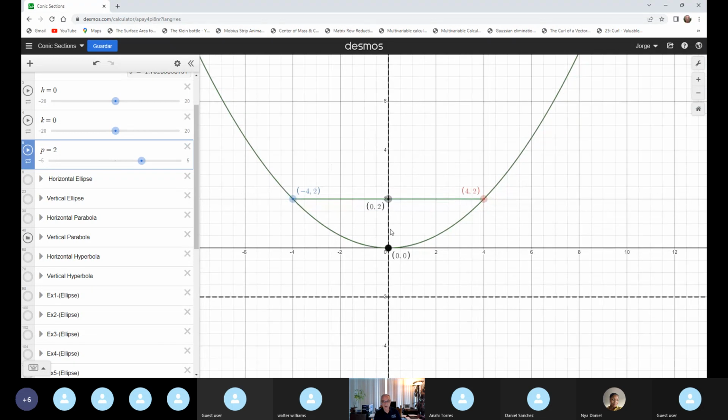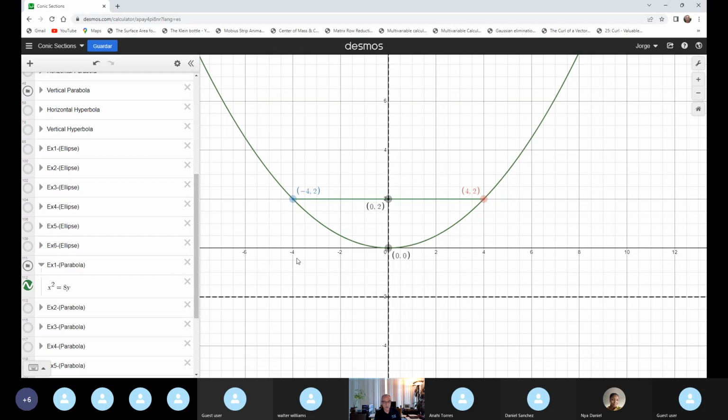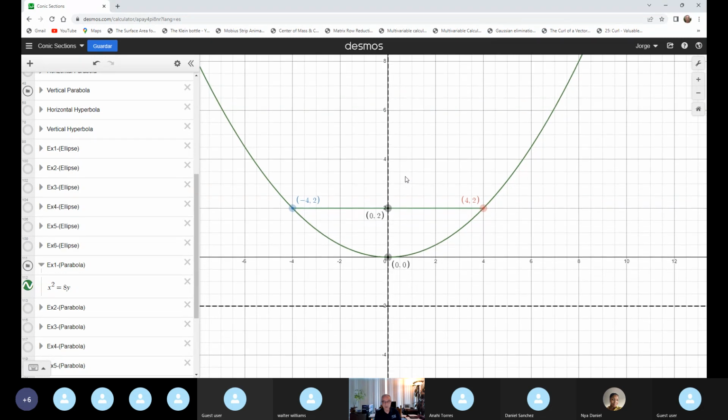Vertex 0,0, focus 0,2, endpoints of the focal diameter 4,2 and negative 4,2. That is the reason why in our original equation is 8. We come from that 8: 4 plus 4 is 8 in total. The total focal diameter is 8, and the semi is 4. Directrix passing through negative 2. Axis of symmetry coincident with the y-axis, x equals 0. Super cool. Any question?